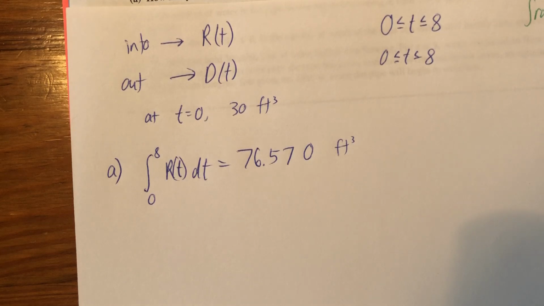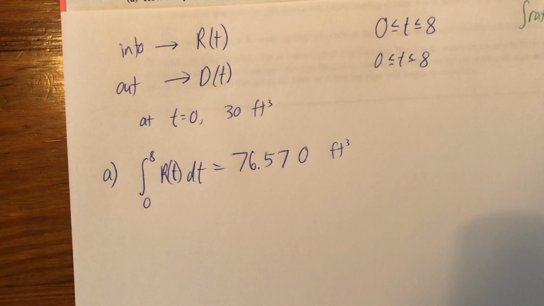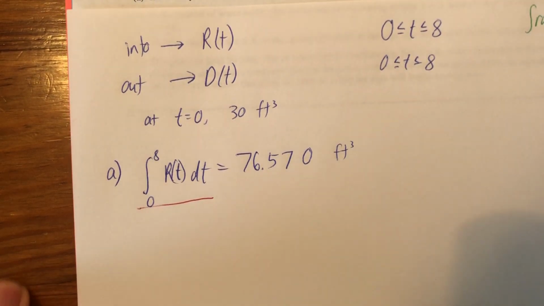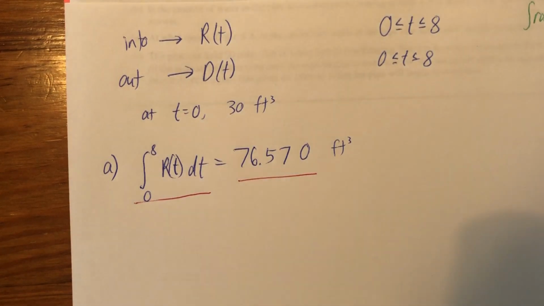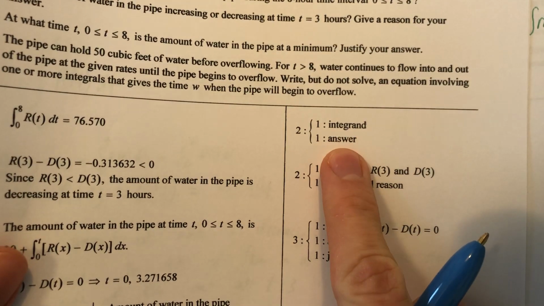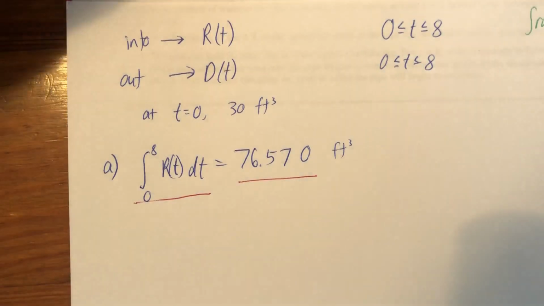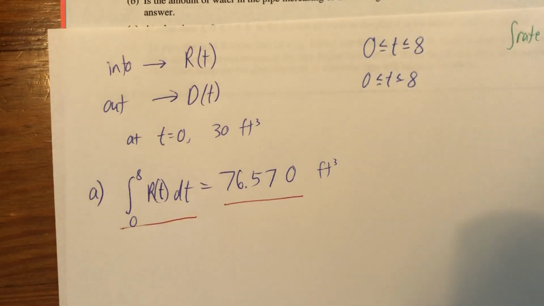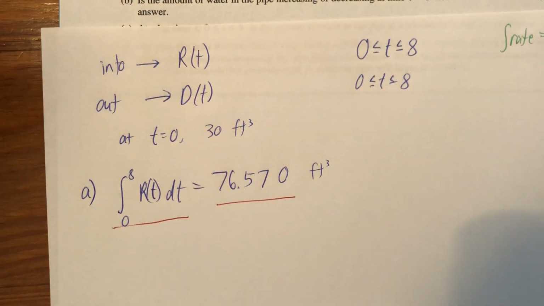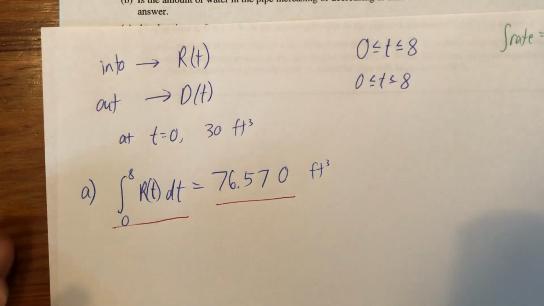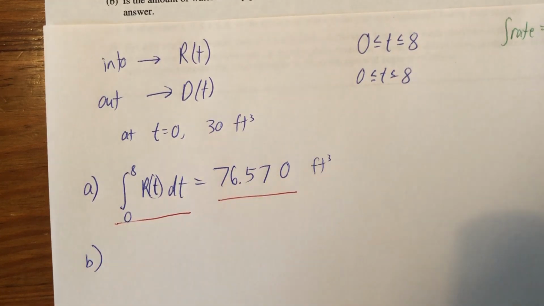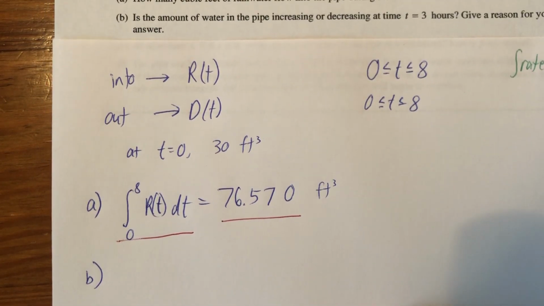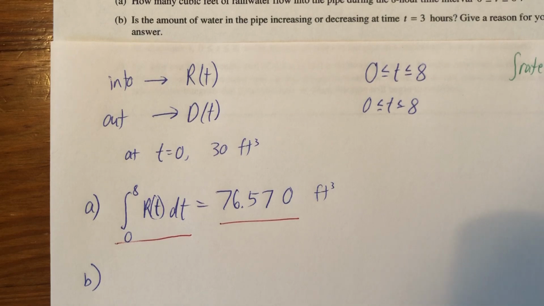The people who grade this are going to be looking for 2 things on this part. The first thing they're looking for is the integrand, and the second one they're looking for is the actual answer. So there are 2 things right here, integrand and answer. Okay, let's do part B. Is the amount of water in the pipe increasing or decreasing at time t equals 3 hours? Give a reason for your answer. Okay, so when things are increasing or decreasing, then their derivative is positive or negative, right?